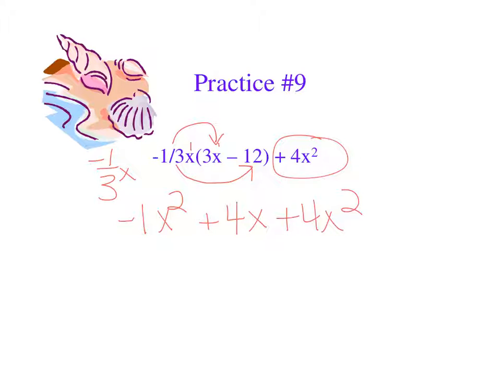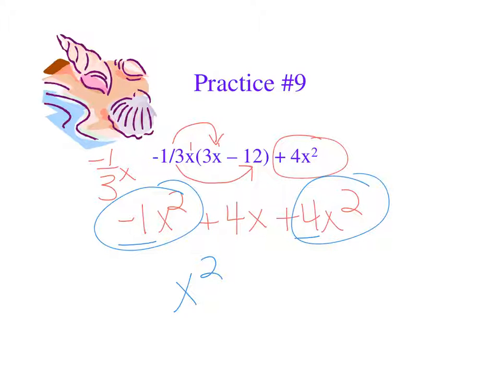So I have two like terms with the x squared. I rewrite that x squared, do the math with the numbers in front, negative 1 plus 4, and then I bring down my plain old x.